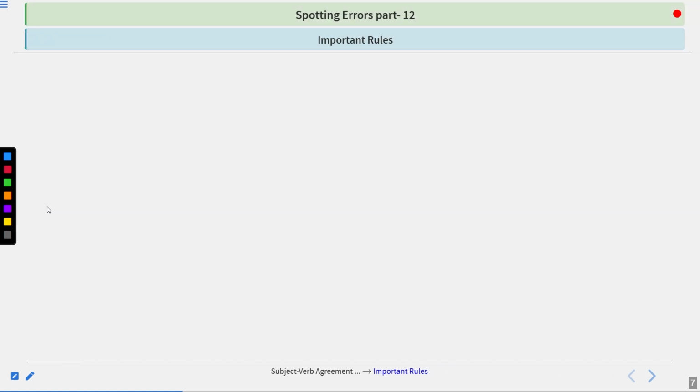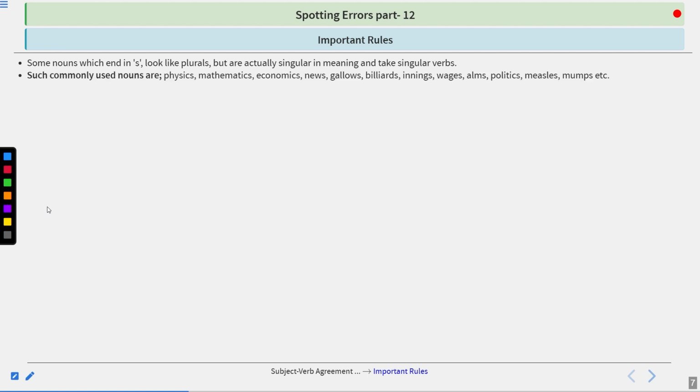Important rules. Some nouns which end in s look like plurals but are actually singular in meaning and take singular verbs. The nouns are physics, mathematics, economics, news, gallows, billiards, innings, wages, arms, politics, measles, mumps, etc.